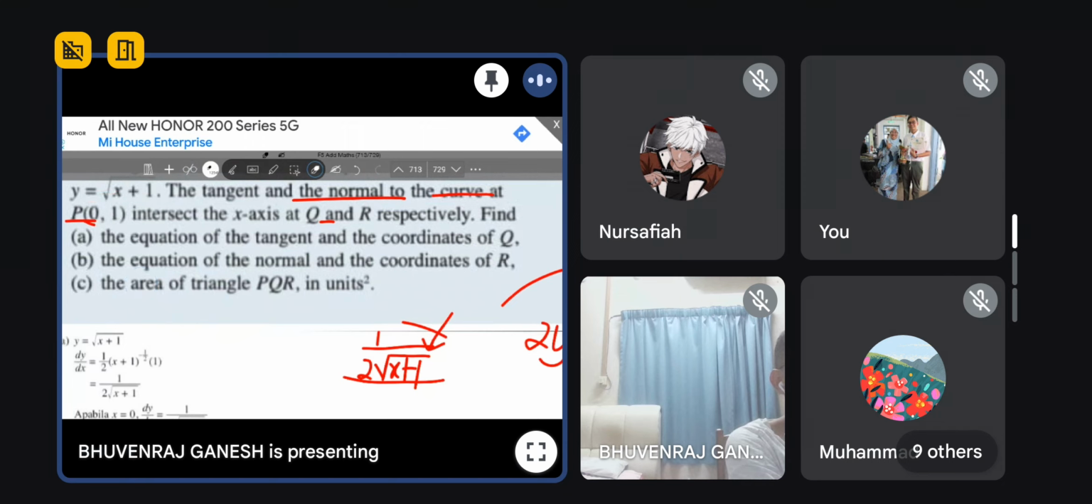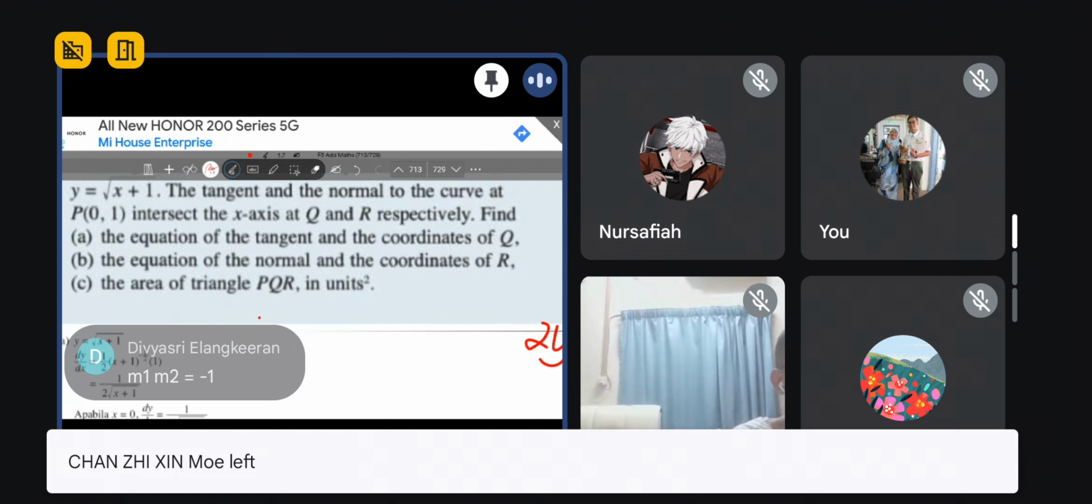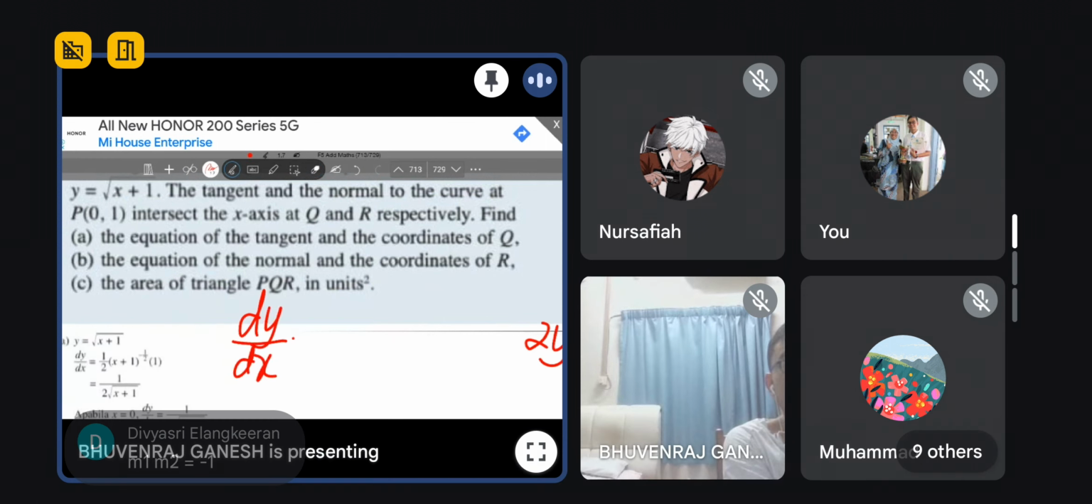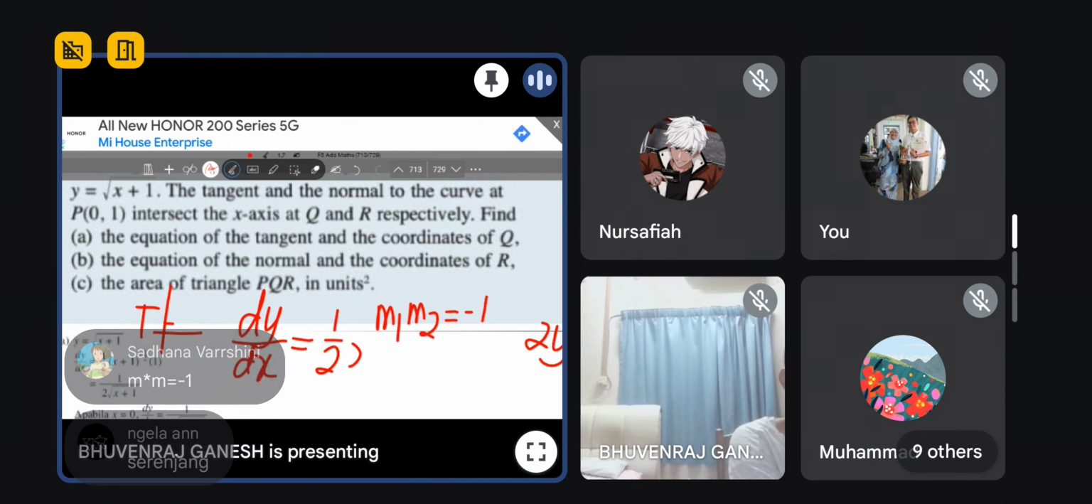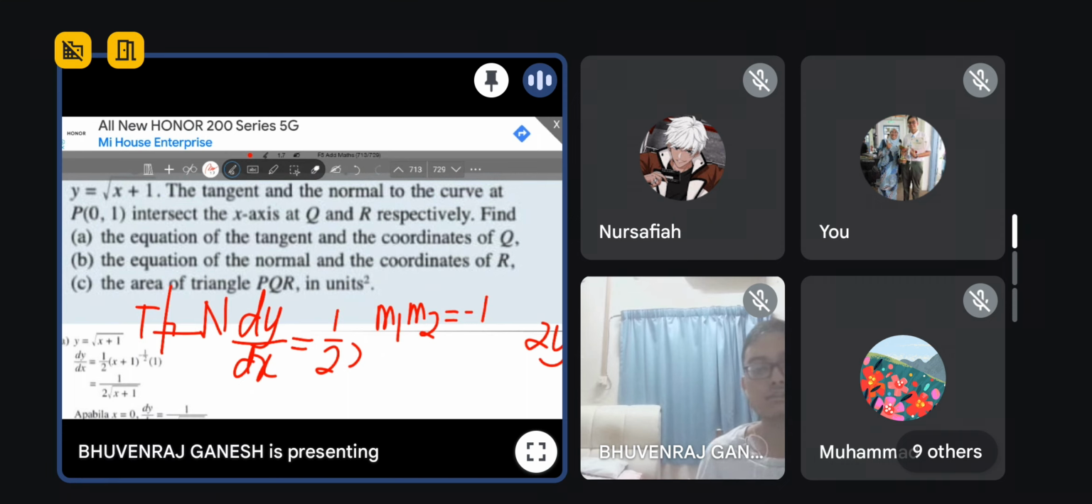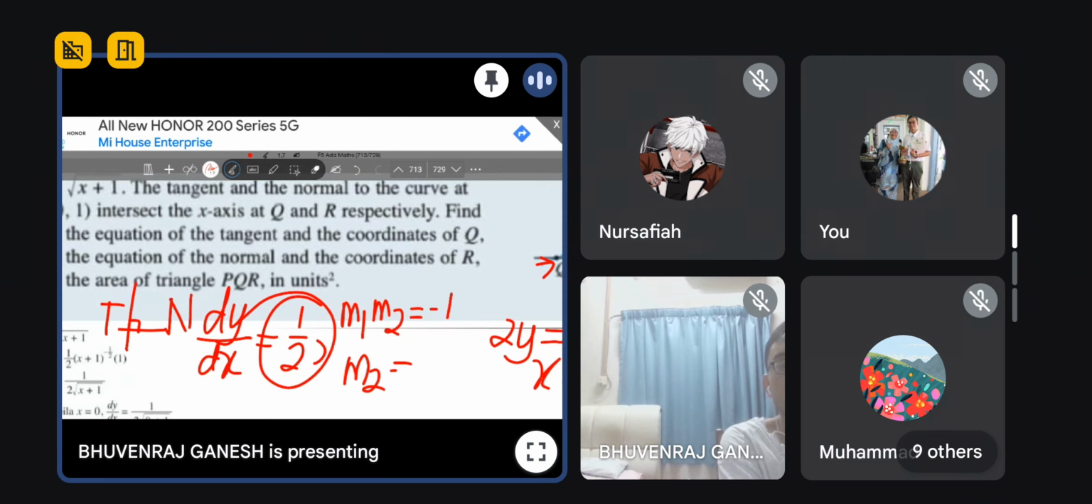Okay. So how to find equation of normal? Can you all tell me? You have your dy/dx equal to half. Very good. So you will use m1 m2 equals -1. Why? Because tangent is perpendicular to normal. Dia berserenjang antara satu sama lain. So that means, what is your gradient of normal, guys? Can you tell me? Apa kecerunan normal? Very good. Okay, opposite. Songsangkan nilai ni. You will get -2. Okay, so m2 equals -2.